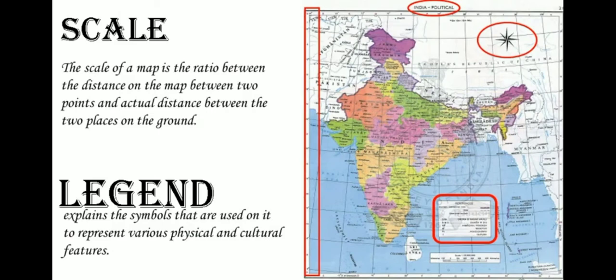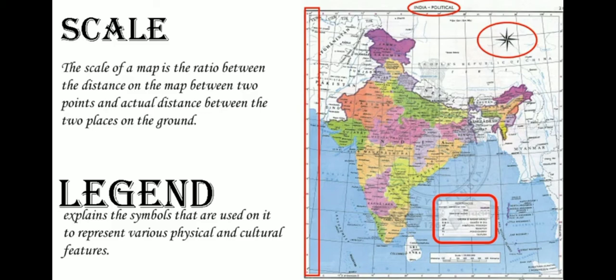Scale. The scale of a map is a ratio between the distance on the map between 2 points and the actual distance between the two places on the ground. For example, the scale can be represented as 1 centimeter is equal to 10 kilometers. It means 1 centimeter on the map is equal to 10 kilometers on the ground. It helps to find the distance on the map between 2 points.